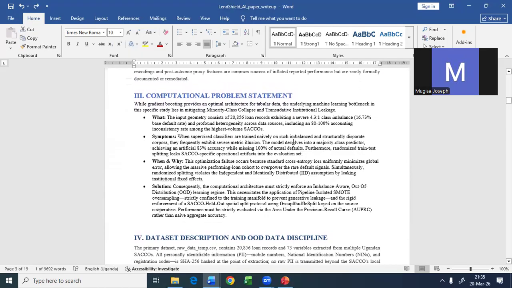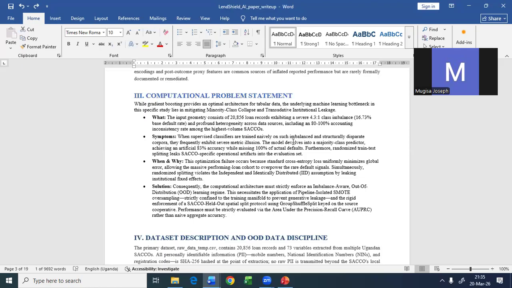So we shall progress through the computational problem statement. Here, basically, we are looking at which problem we are going to curb. The study mitigates minority class collapse and transductive institutional leakage. Basically, here we have the what question: what are we going to do, and what are we going to deal with?